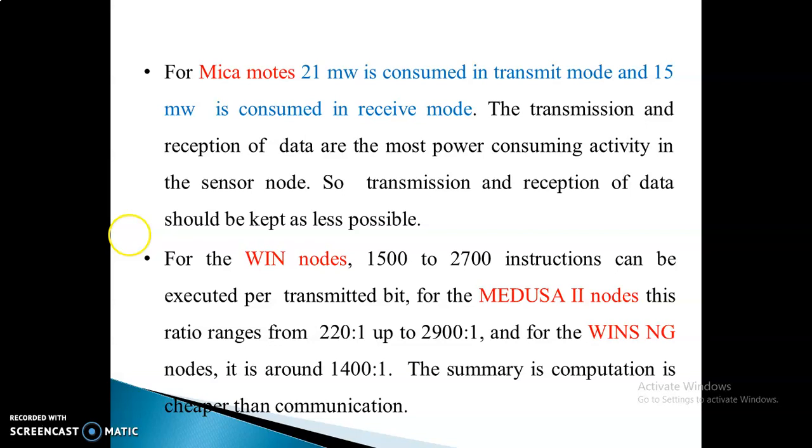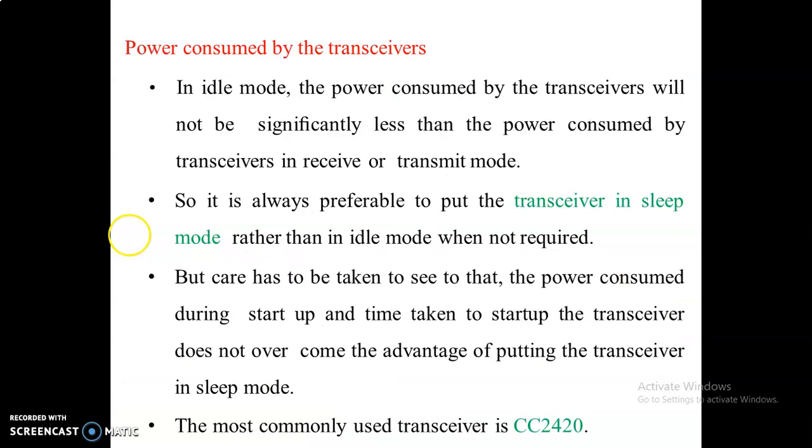They have given 1500 to 2700. And moreover, whatever the transmitted bit, it all depends on the power consumption nature. Then for Medusa, the ratio ranges from 220:1 to 2900:1. The summary of the total consumption: the computation depends on the communication. So in general, computation is much cheaper than communication. So whatever the power consumption is, it depends on the transceiver's modes of operation.